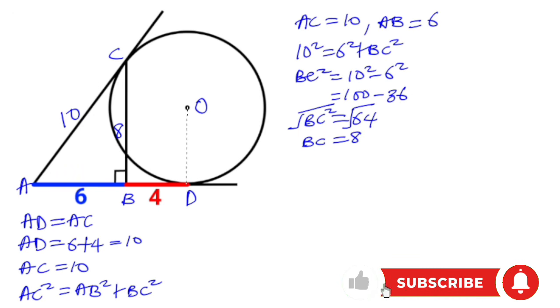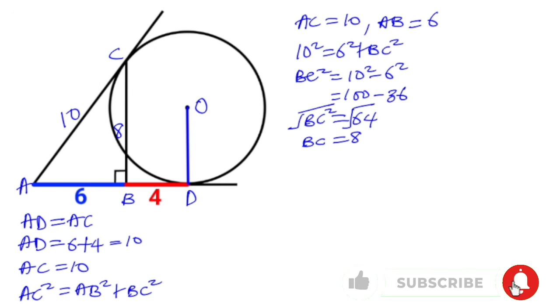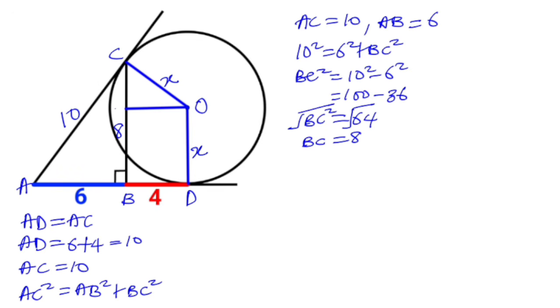Next, let's draw a radius from O to D. Let the radius be x. Again, let's draw another radius from C to O. Now, from O, let's draw a perpendicular line to BC. Let this point be M.